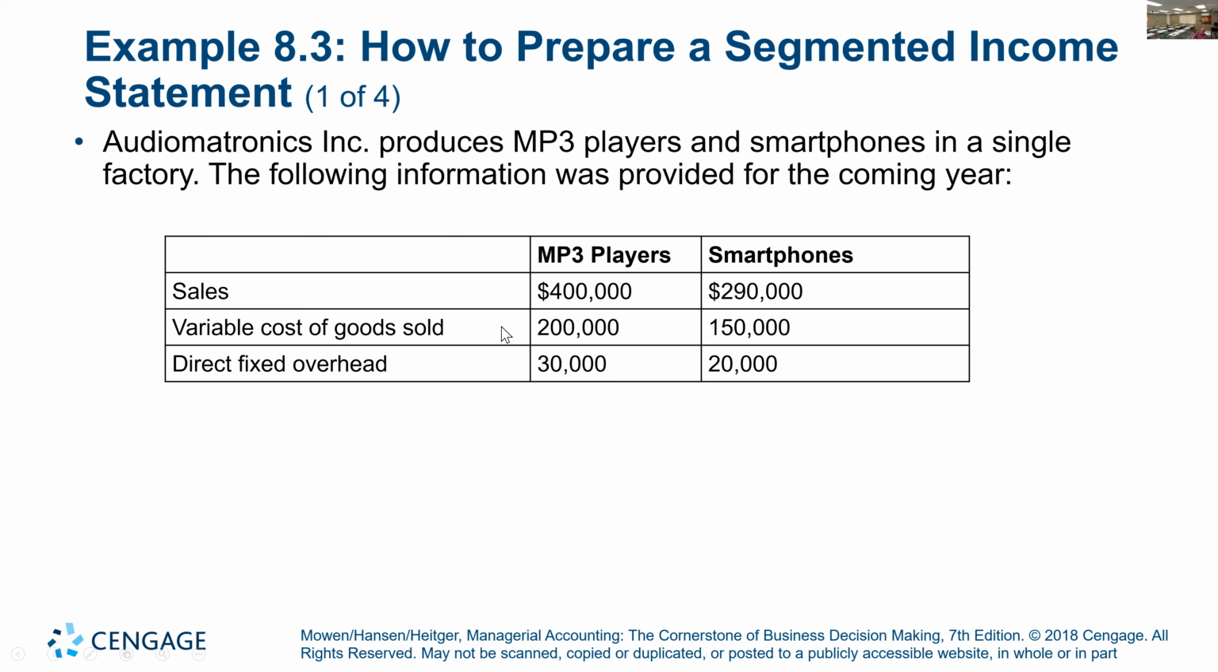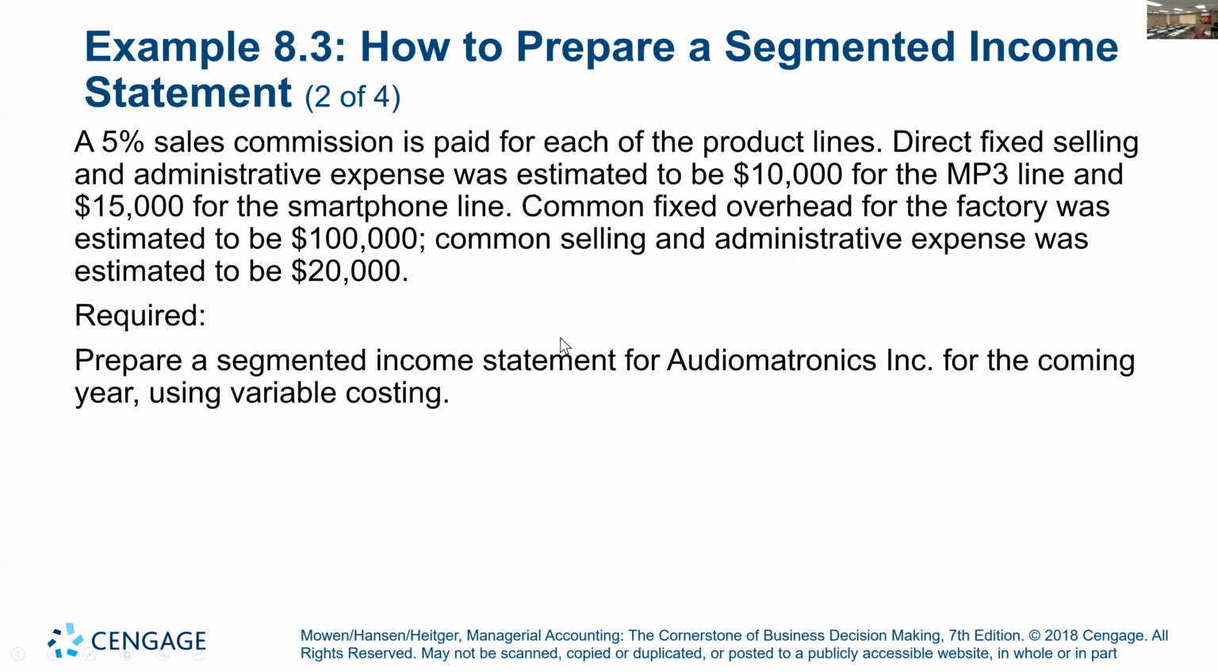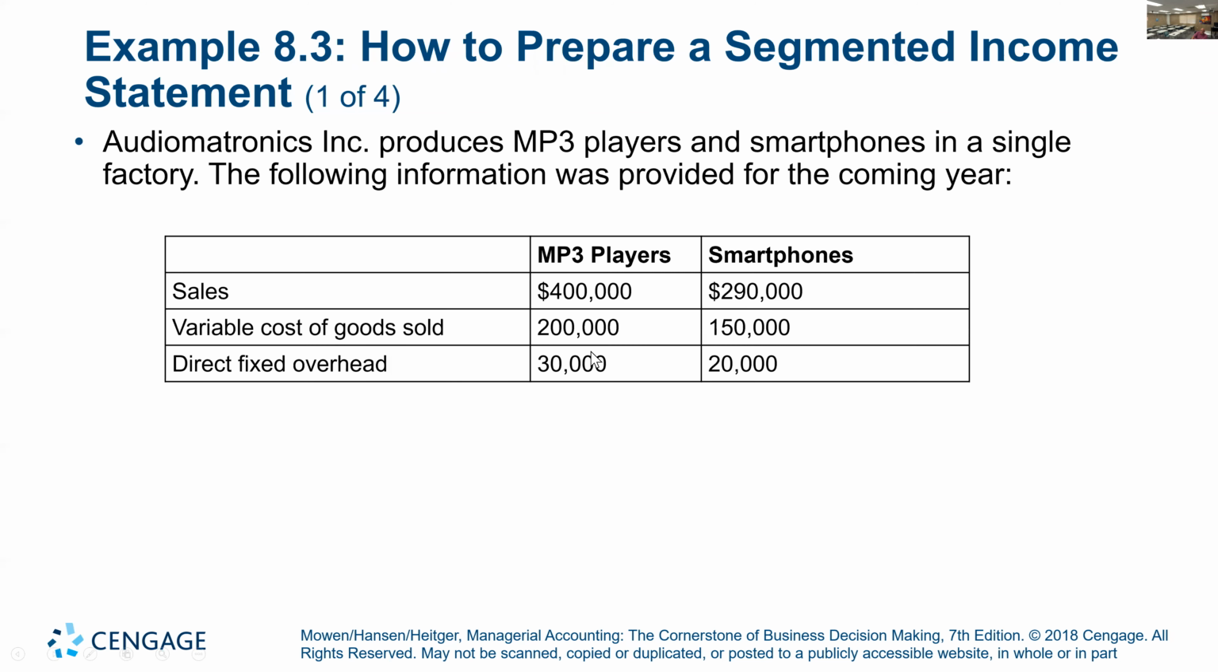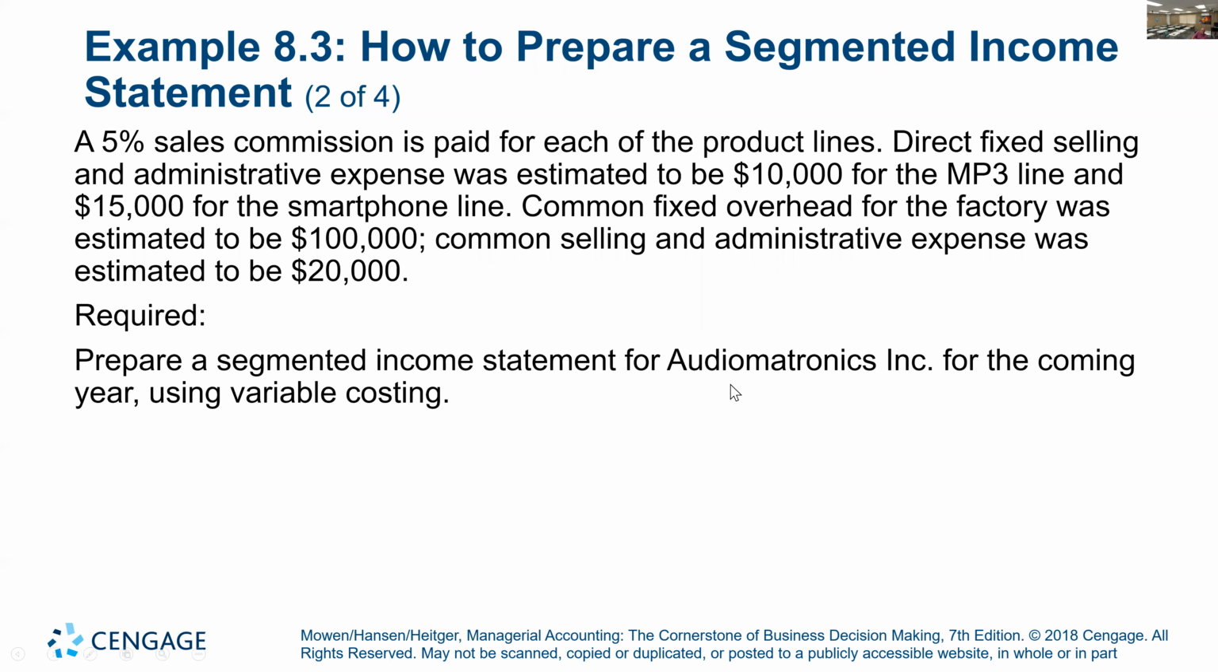So here we have sales, cost of goods sold, and direct fixed overhead. So all these are traceable. So what do we got here? 400, 200, minus 230, 170,000, and 160,000. Transformation is paid for each of the product lines. And it gives us some selling and administrative, and then some common overhead. Prepare a segmented income statement for Automatronics for the coming year using variable costing.